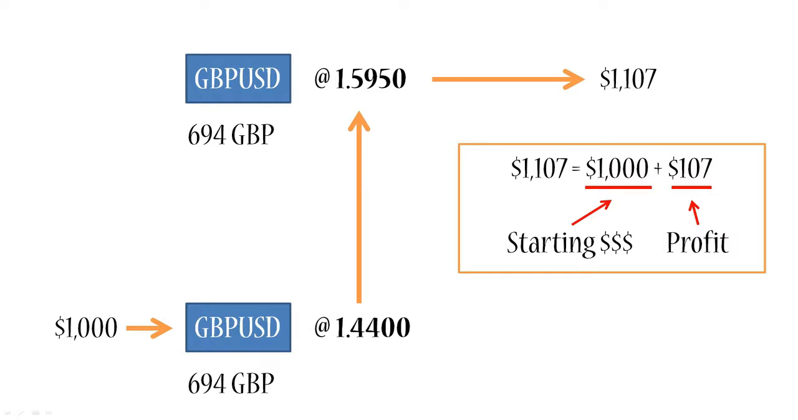He got 694 pounds. Then he sold them at a higher price, got $1,107 back, and that is his profit, $107. So he got his $1,000 back, and he's got $107 extra on top of that.